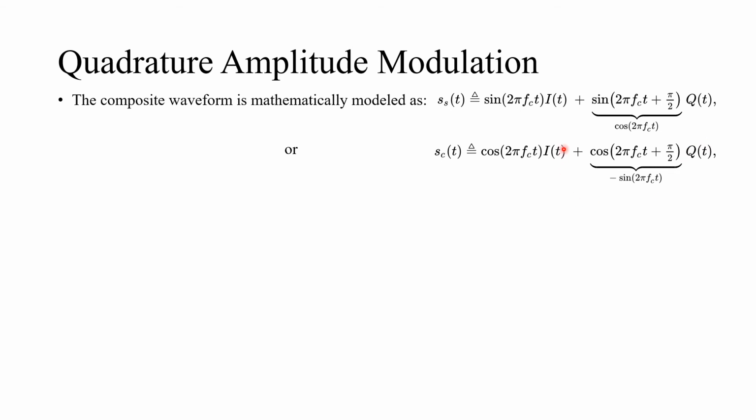So this I of t message signal is multiplied with the in-phase component, and the Q of t message signal is multiplied with the quadrature component. So the sum of them will be the output QAM signal, which is a multiplexed signal, which is a combination of the cosine and sine signals. So this is the transmitted signal.